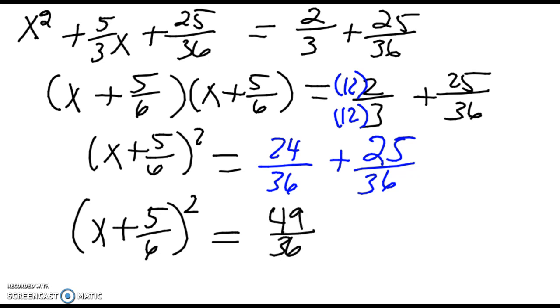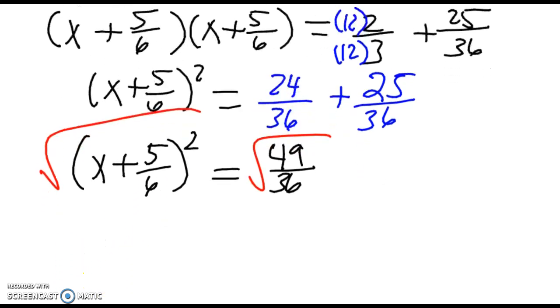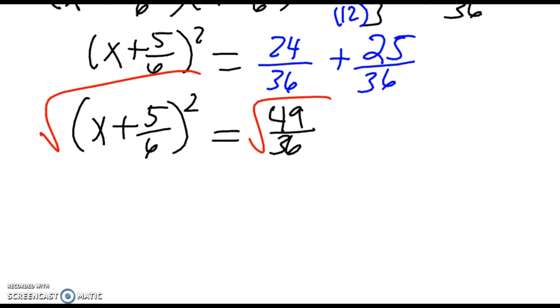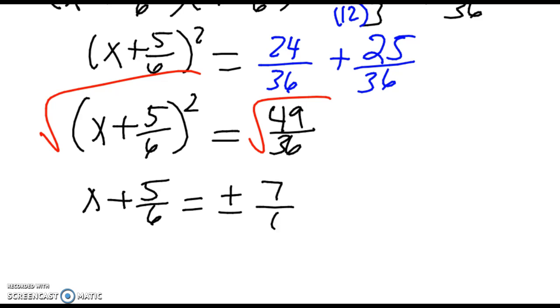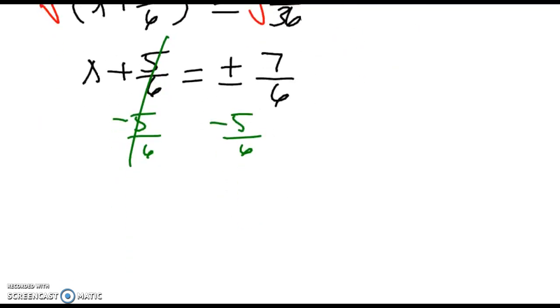So x plus 5/6 squared equals 49/36. Solve using the principle of square roots. So we'll take the square root of both sides. And in doing so, we find that x plus 5/6 equals plus or minus the square root of 49 over the square root of 36, which is 7/6. We're going to solve this by subtracting 5/6 from both sides of our equal sign, and x equals negative 5/6 plus or minus 7/6.